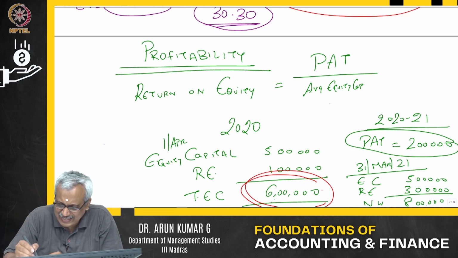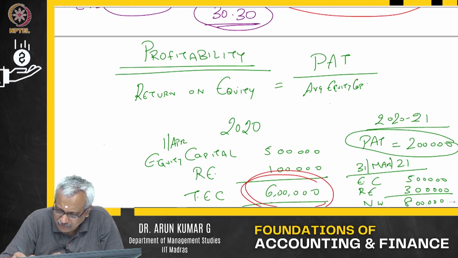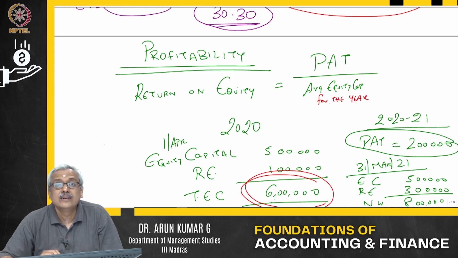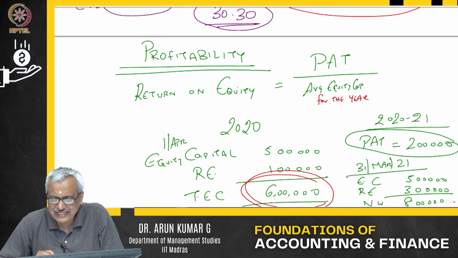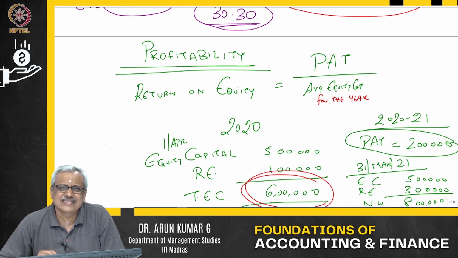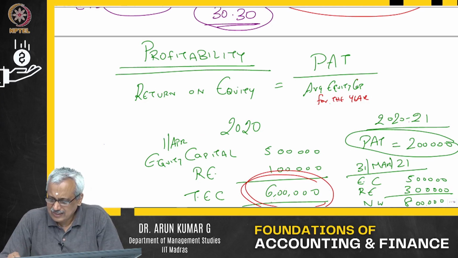So, what do we say? I will say average capital, the average equity capital for the year. So, how do we know? Every day we would have to look at all the transactions. Simple thing what we do: opening, that is on 1st of April 2020, what is the capital? On 31st of March 2021, what is the capital? I take an average of these two.